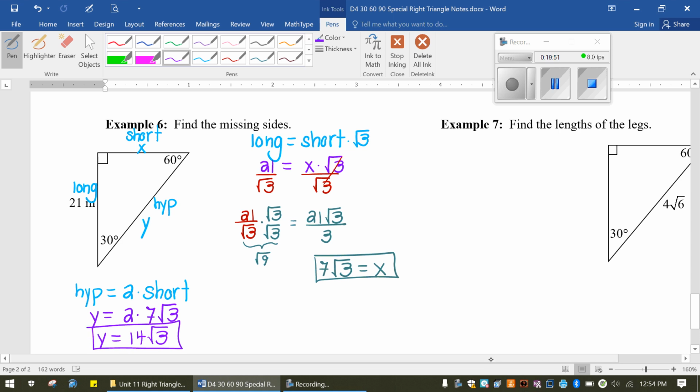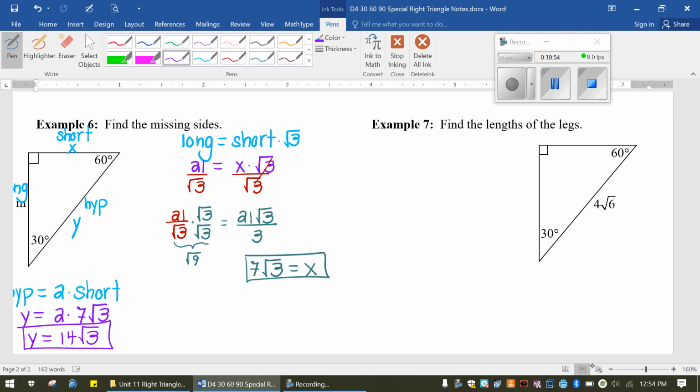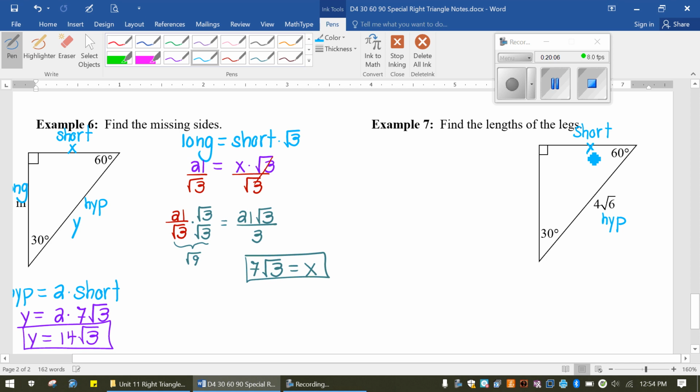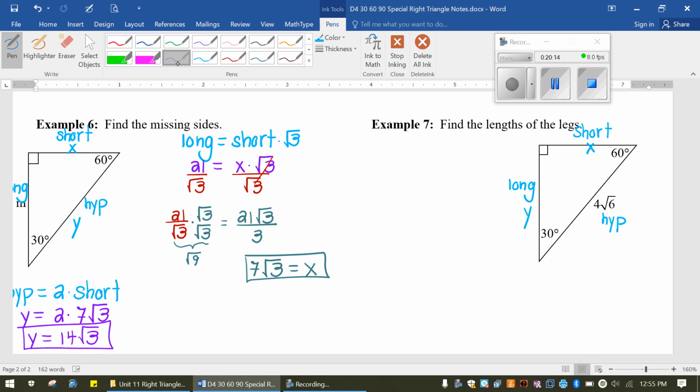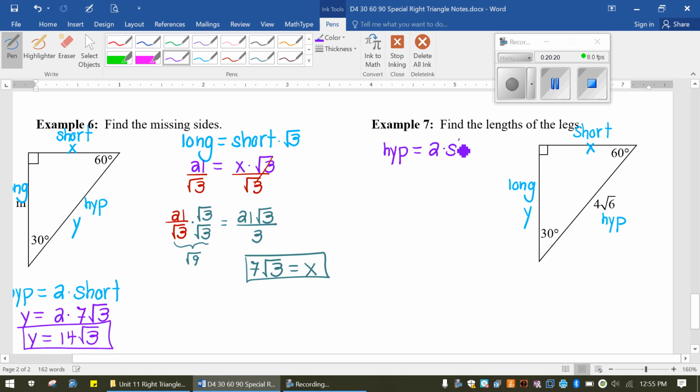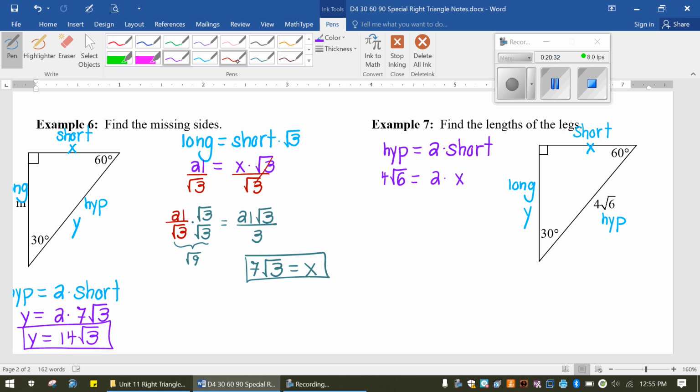Okay, last one, example number 7. We've got hypotenuse given. We're looking for the short leg, which is opposite 30. I'll call it x. And the long leg, which is opposite 60, we'll call it y. So since we are given a hypotenuse, we're going to start with that equation. Hypotenuse equals 2 times short. Okay, so the hypotenuse is 4 root 6. Short leg, we labeled x. Now you're just going to divide by 2.